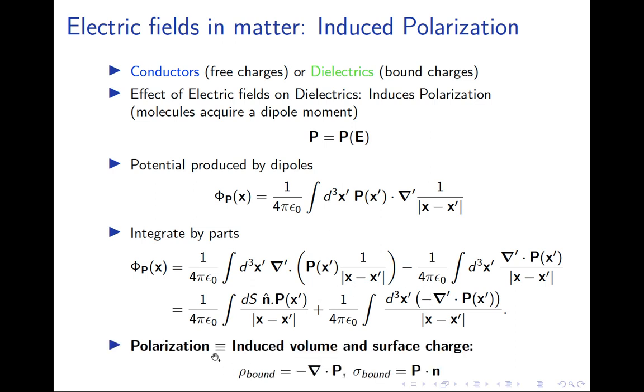So polarization is equal to an induced volume charge distribution given by rho bound, and a surface charge distribution given by the surface charge density sigma bound equal to P dot n. There should be a hat here on the n; I forgot to put it, but I think it is clear. And the minus has to be included.